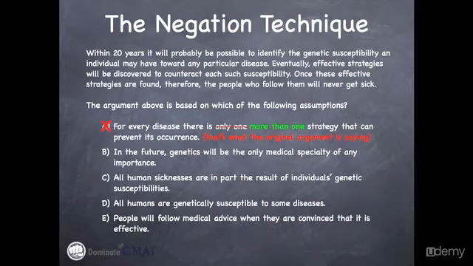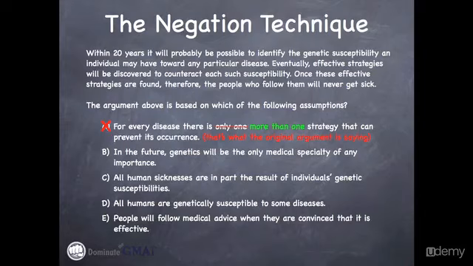Because actually that's just reinforcing what the original argument is saying, right? So what? If there's more than one strategy, that's okay. There's still going to be effective strategies to deal with all of those genetic susceptibilities. So negating that doesn't change the fact that the argument would still hold. Therefore, answer choice A cannot be the assumption.